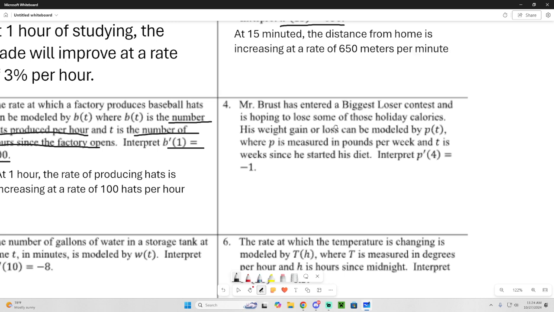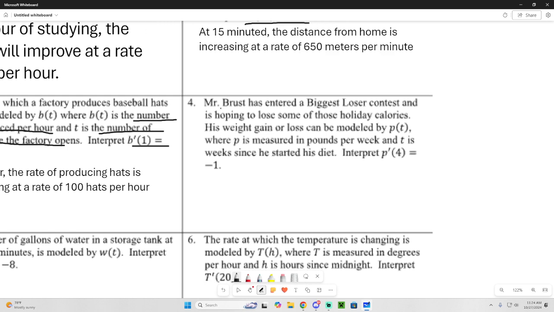Let's keep going. Mr. Bruss has entered the Biggest Loser contest and is hoping to lose some of those holiday calories. His weight gain or loss can be modeled by P of T, where P is measured in pounds per week. So now we have P of T. P of T represents a rate. So P prime of T will represent the rate of the rate, and we'll get into that in a second. And T is the weeks since he started his diet. So our dependent variable is the pounds per week, and T is the number of weeks. We need to interpret P prime of 4 equals negative 1.